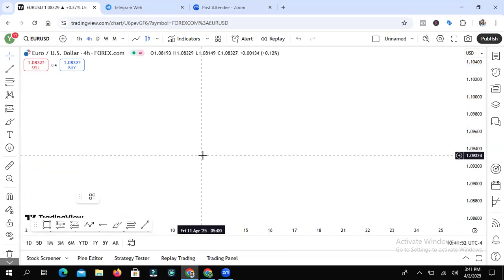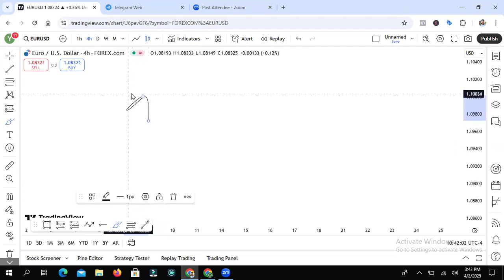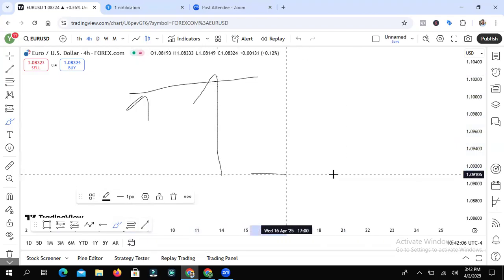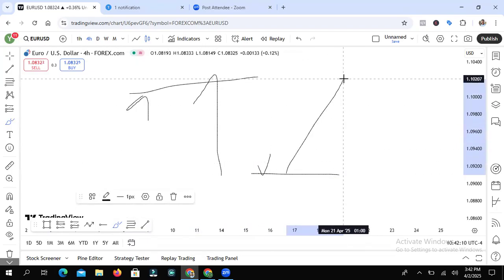Let me delete everything. Now we are talking about key levels at the moment. So now, like I said, A shape and V shape key levels. So what do we use key levels for? We use A shape key levels to look for selling opportunities, and then we use V shape key levels to look for buying opportunities.